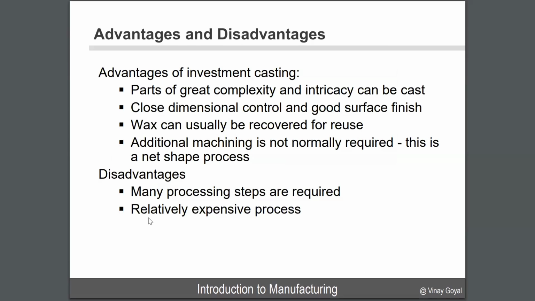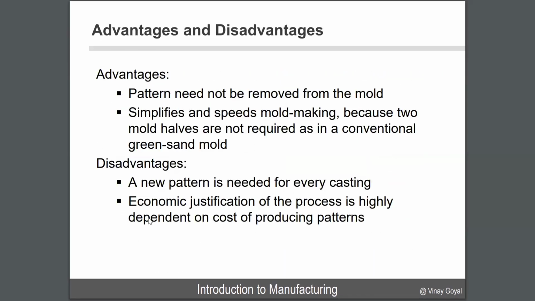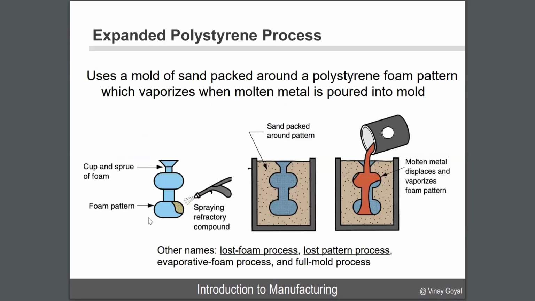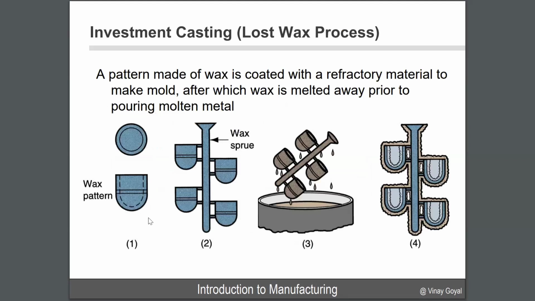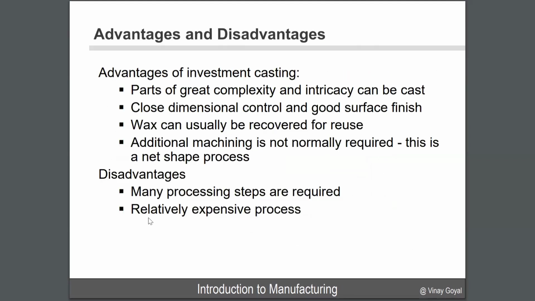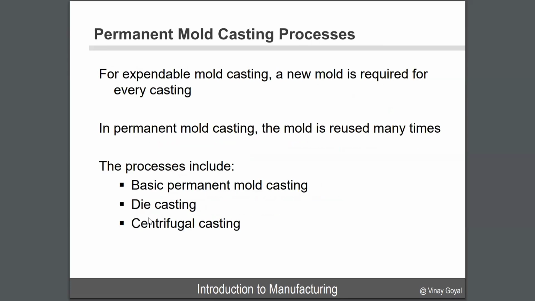And so, just like the one for polystyrene, here you're losing foam, here you're losing wax. That's why both had the word lost. But yeah, additional machining is not usually required. You get a lot of benefit here in terms of the net shape, and the wax can be reused, which is amazing. With the permanent mold casting process, just like for expendable, you have to create a new mold every time.